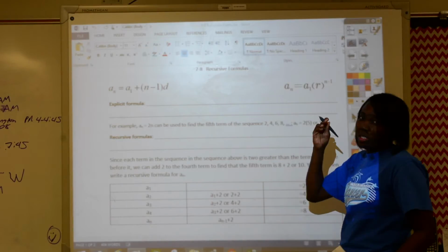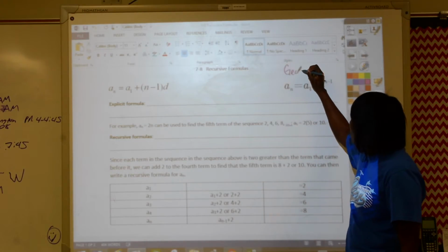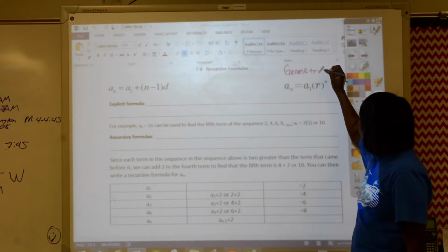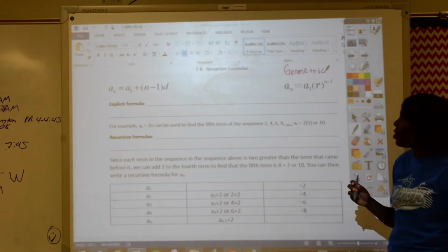So yesterday we did geometric sequence, which is right here. Remember we talked about a sub n equals a sub 1 times r to the n minus 1.